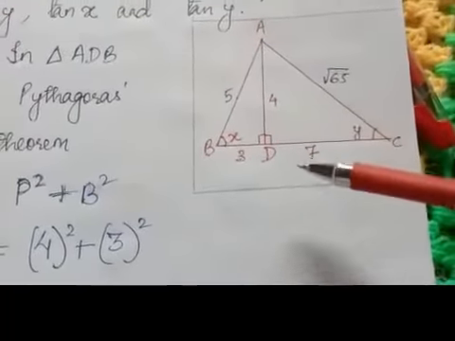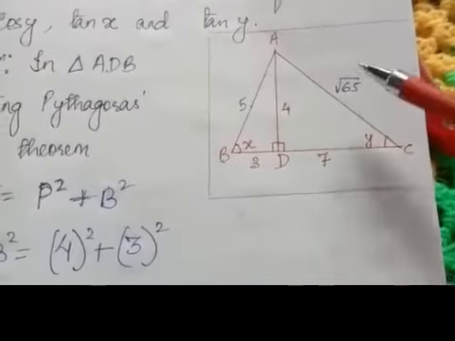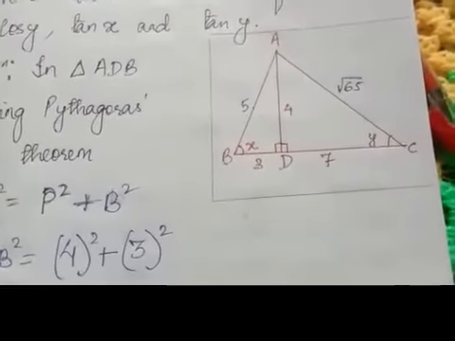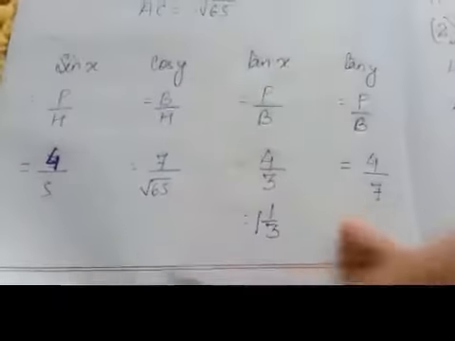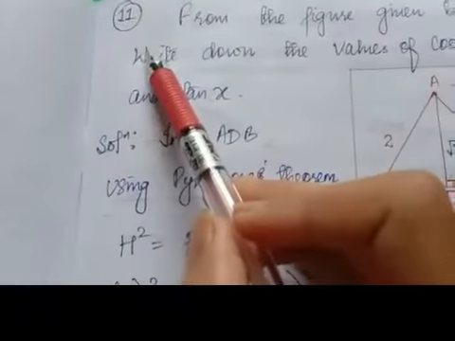So cos y, the answer is 7 by root 65. Then tan y. So this is your answer. Now the next question is question number 11.